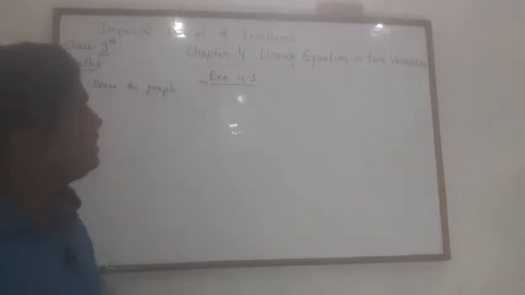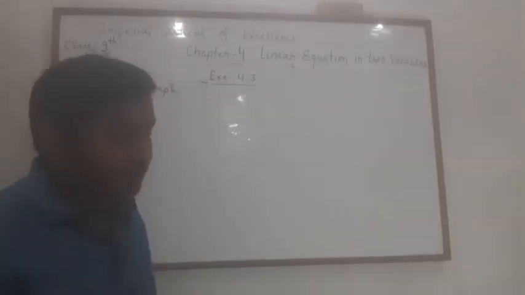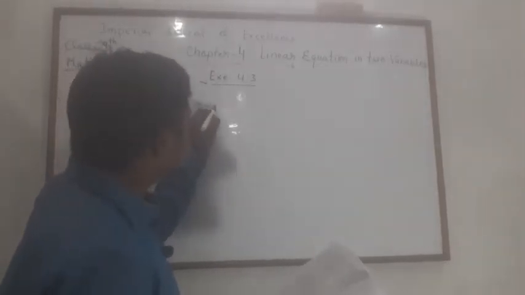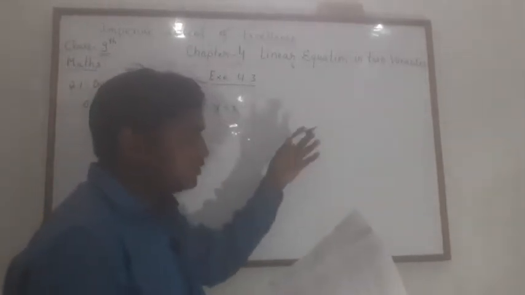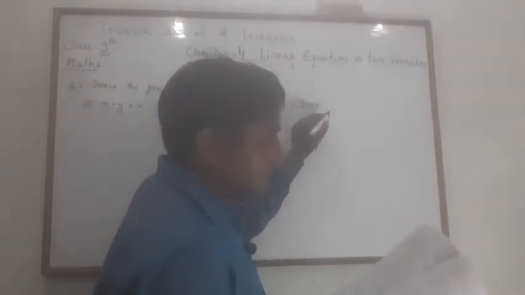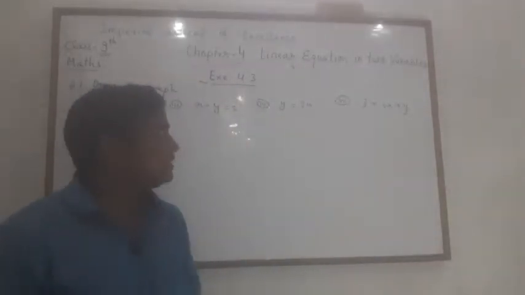Okay, so see the question number 1. Question number 1 says that draw the graph of each of the following linear equations in two variables. So in question number 1, the first question is x plus y is equal to 4. The second question is x minus y is equal to 2. The third question is y is equal to 3x. And the fourth question is 3 is equal to 2x plus y. Okay, so these are the sub questions.